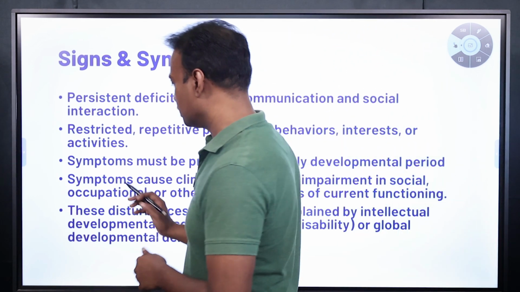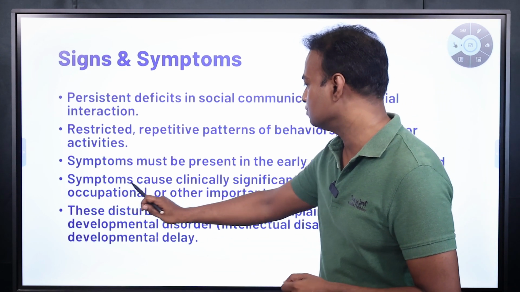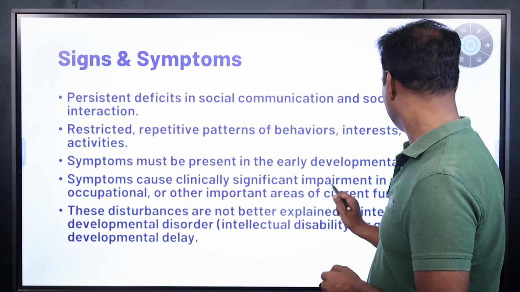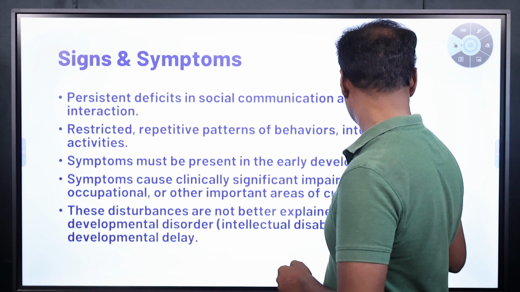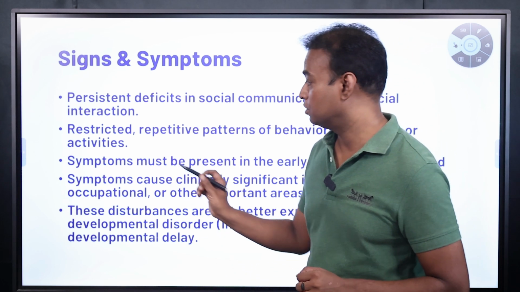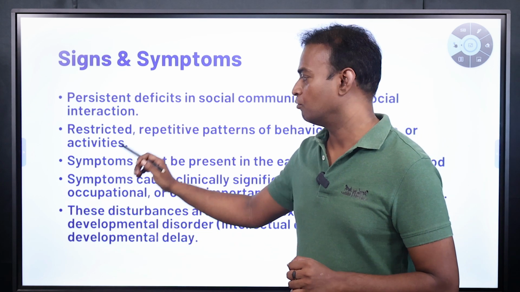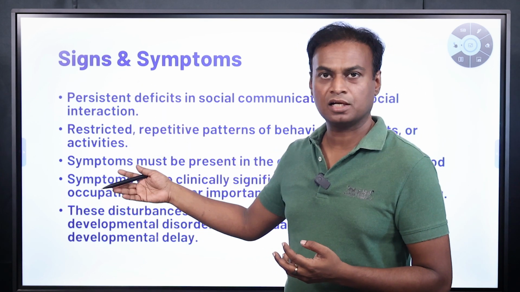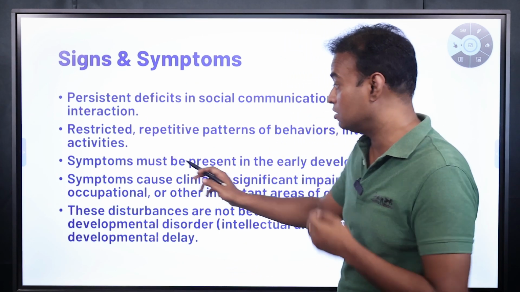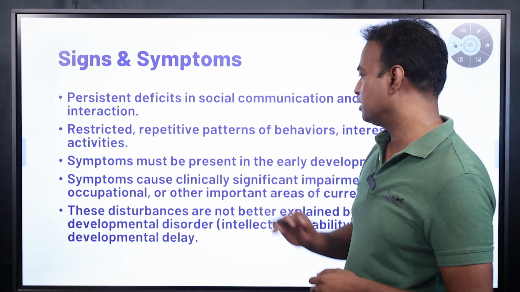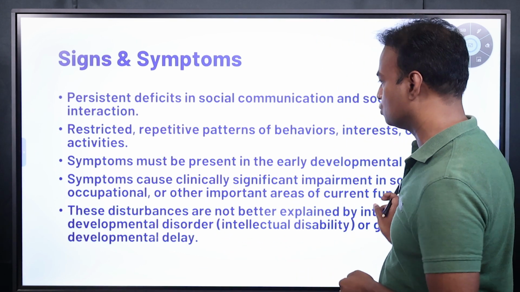And also, an important thing about what is not considered autism: you have to see whether the symptoms cause clinically significant impairment in their social, occupational, or other important areas of current functioning. This is the most important thing to differentiate what is autism, what is not autism. Any of this can be a trait of autism, but it may not amount to autism. This is the important thing. The symptom should cause clinically significant impairment in social.